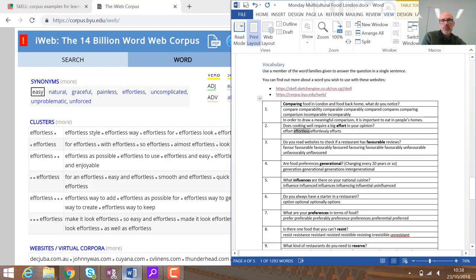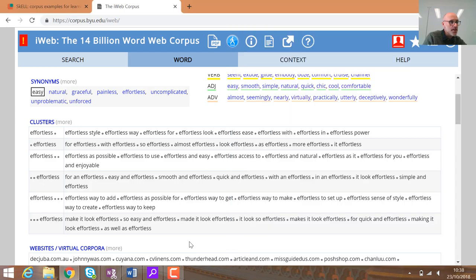Okay, so let's remind ourselves of the question. We're wondering if cooking well requires a big effort or not. So let's have a look at what they're calling the clusters here. The dot to the right means these words follow effortless to the right. Effortless style, effortless way, effortless look. The dot to the left means these words come before effortless. For effortless, with effortless, so effortless, almost effortless.